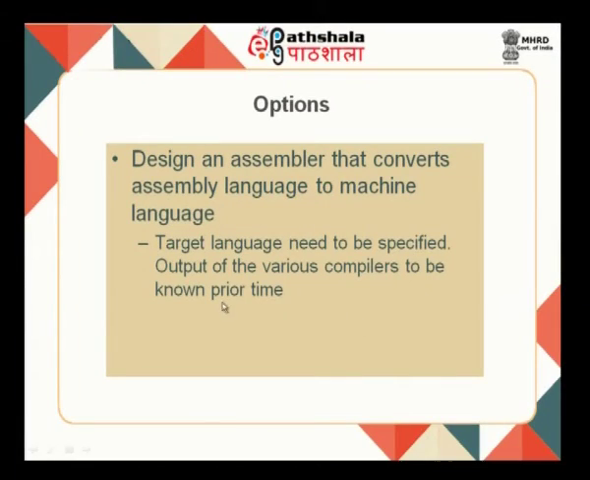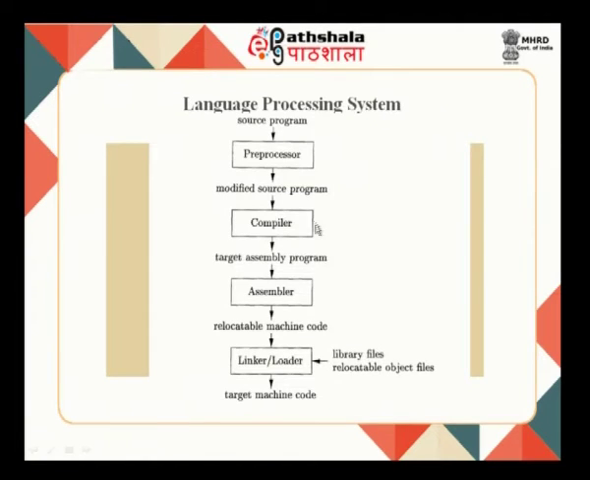This is called a high level programming language, and I have a compiler which is going to convert this language into what is called an assembly level language. The assembly level language is closer to machine language, and then the assembler will take this assembly language as input and convert it into machine language, which consists of ones and zeros. So, the prerequisite here is that the target language needs to be specified, and the output of the various compilers is to be known ahead of time.